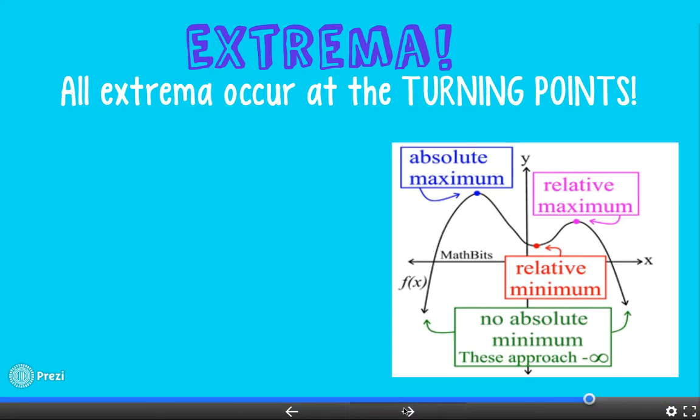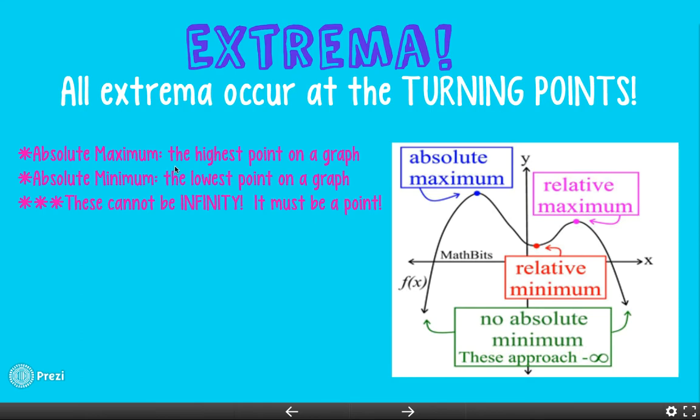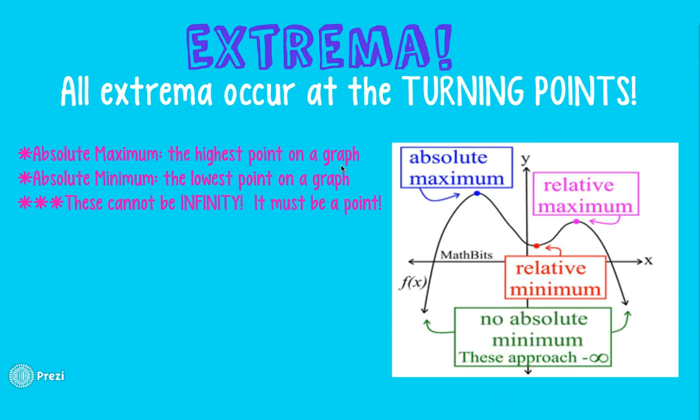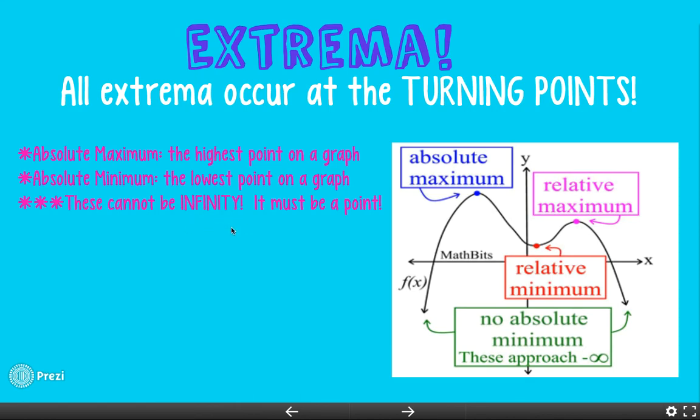So first we're going to identify the turning points, and then we'll label them as either absolute or relative maximums or minimums. An absolute maximum is the absolute highest point on the graph. This means there's no other point on the entire graph that is larger than this point. An absolute minimum means there's no point on the graph that is lower than this point; it's the lowest possible point on the graph. And remember, infinity cannot be the answer.